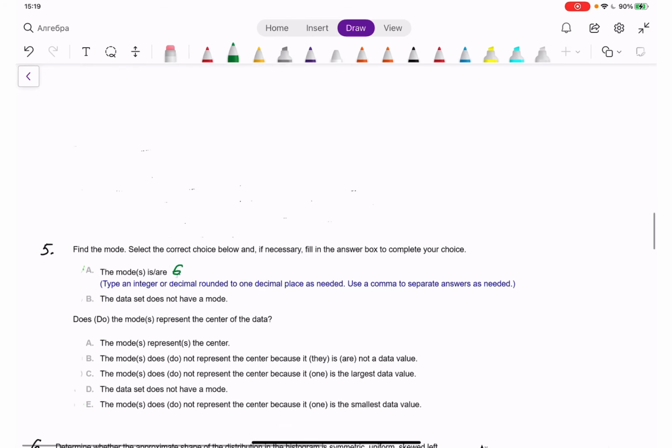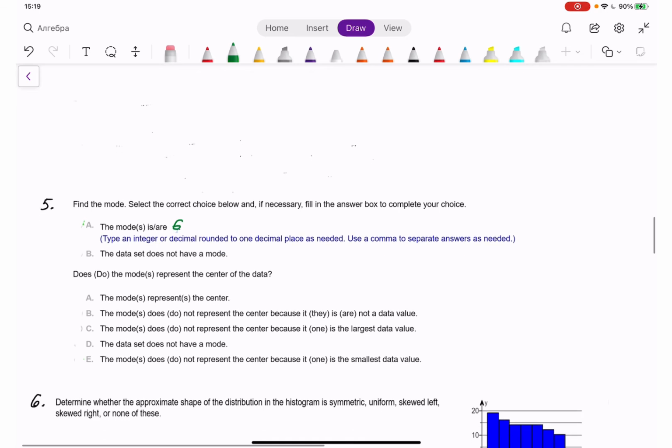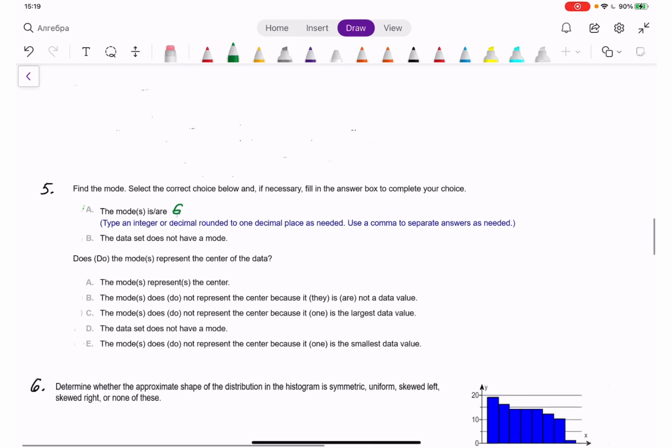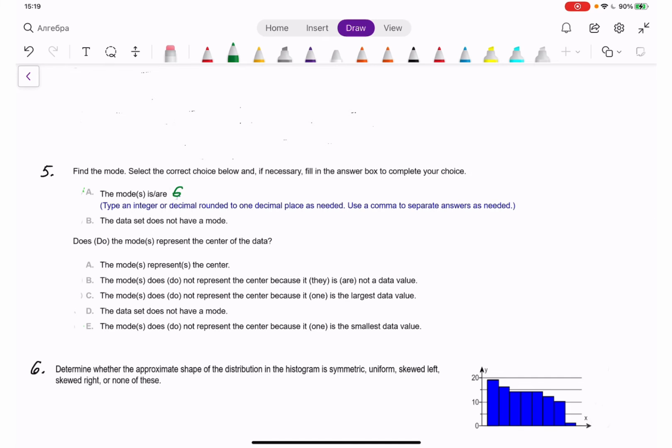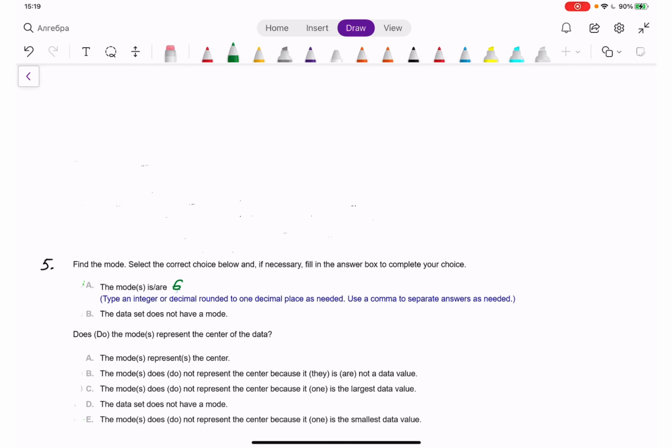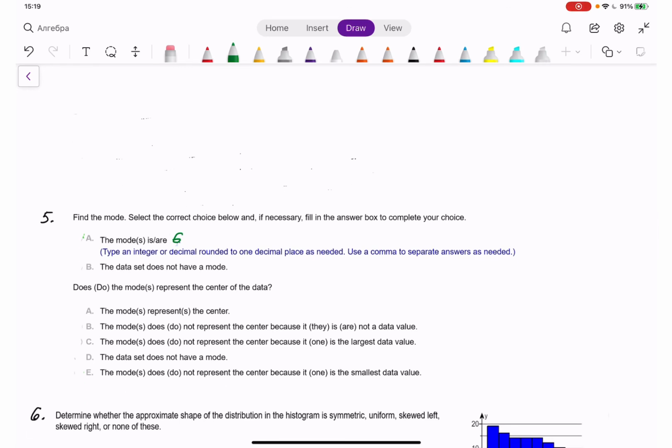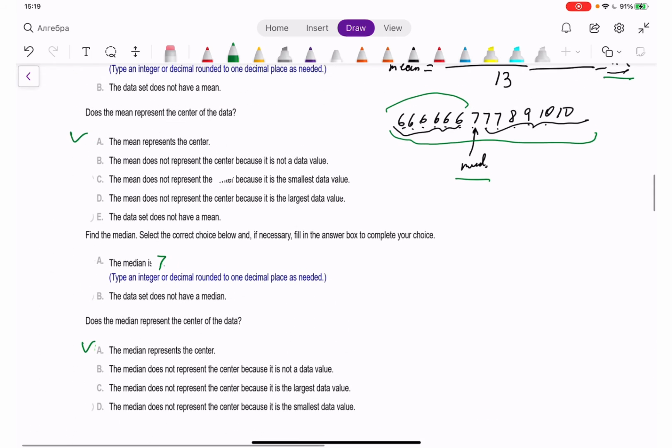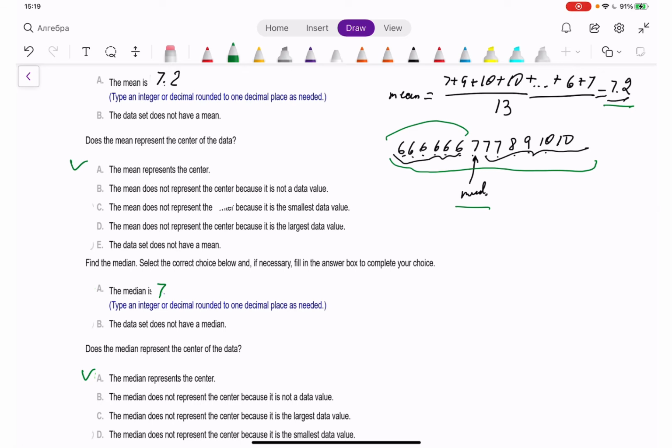Okay, now does the mode, or do the modes, represent the center of data? Mode in this case does not represent the center, because 6 is the smallest data value, right? Which is very, very true, because look how much higher numbers we have: 7s, 8, 9, 10. So 6 cannot be the average. There are cases when mode will represent the average, but this is not the case.